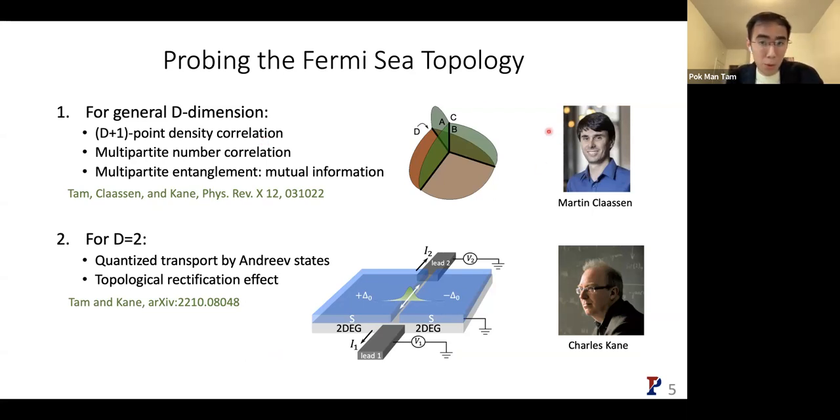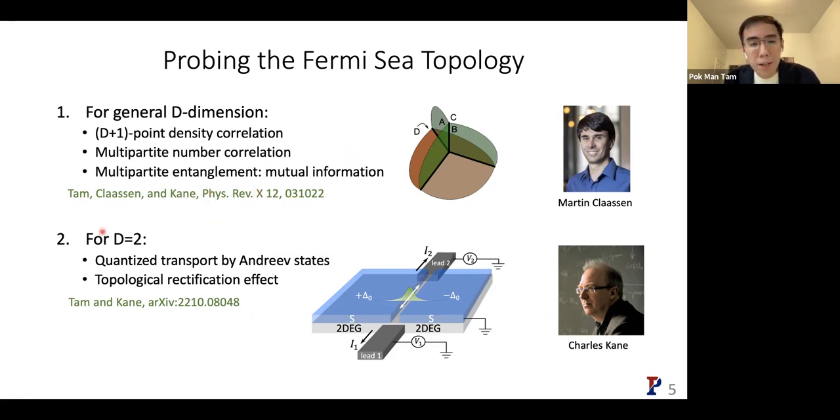By multipartite, I mean you will cut your system into several pieces. And by cutting it, I don't really mean using a knife and cutting your metal into several pieces. I mean an imaginary cut, just as you would do to calculate bipartite entanglement entropy. But here we need to go beyond bipartite entanglement. We have to talk about multipartite entanglement. So if you look at number correlation in a multi-partitioned system, or look at the mutual information that characterizes the entanglement, we will argue that you can actually probe the Fermi sea topology in momentum space by considering a multi-partitioning in real space. That is summarized in our first paper.